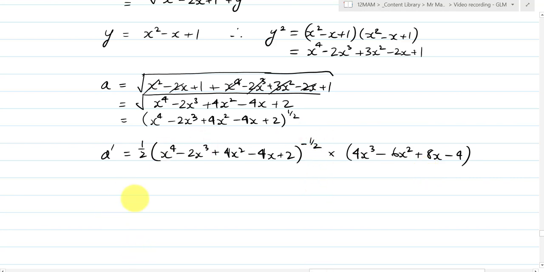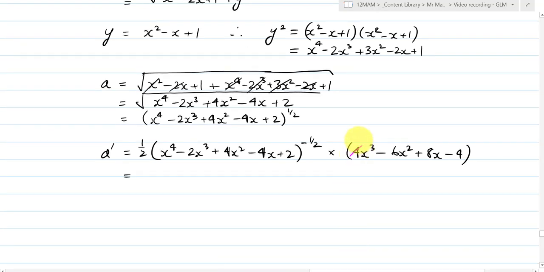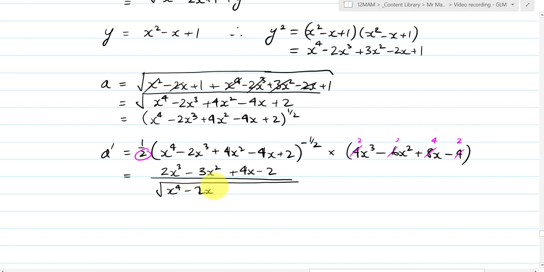And you recall that this brings me out to this again. Now, first of all, that half and this 4 becomes 2, 6 becomes 3, 8 becomes 4, 4 becomes 2. That half there, so often it cancels out with stuff. So look for that opportunity. Not always though, but often it does. And I get 2x cubed minus 3x squared plus 4x minus 2 all over the square root of this other stuff, x to the 4 minus 2x cubed plus 4x squared minus 4x plus 2. And that's my a dash.